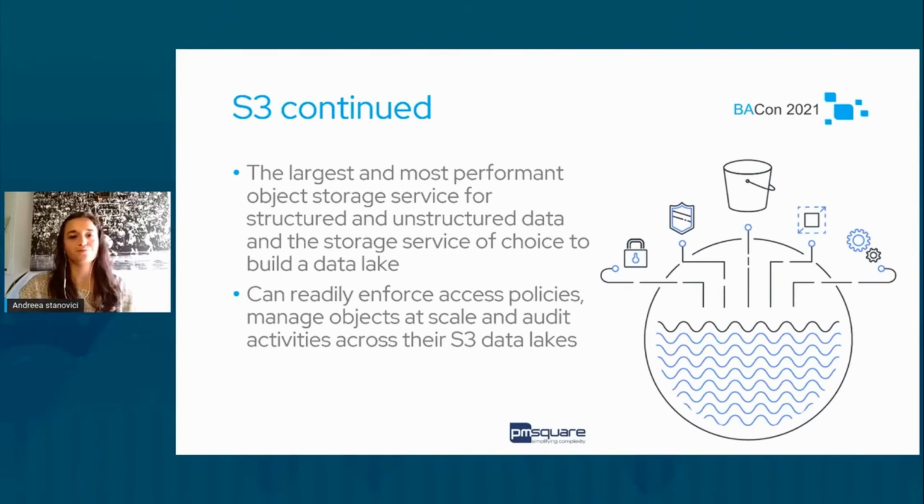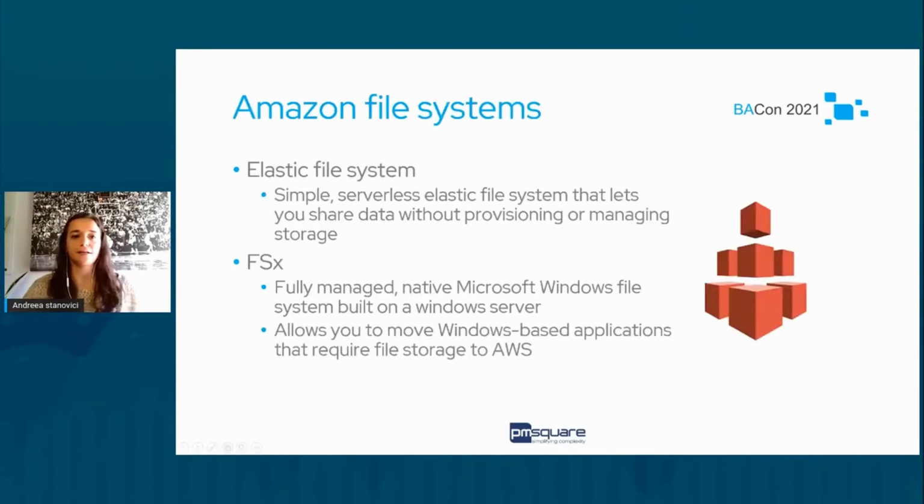We're going to talk about a different type of storage, shared file storage. So Amazon has different file systems. You have EFS, Elastic File System, and you also have FSx. FSx is for Windows. These are simple serverless elastic file systems which let you share data without provisioning or managing storage. The whole point of elastic file systems, they grow and they shrink automatically as you add and remove files. You pay for only the storage space that you're actually using. There is no minimum fee.